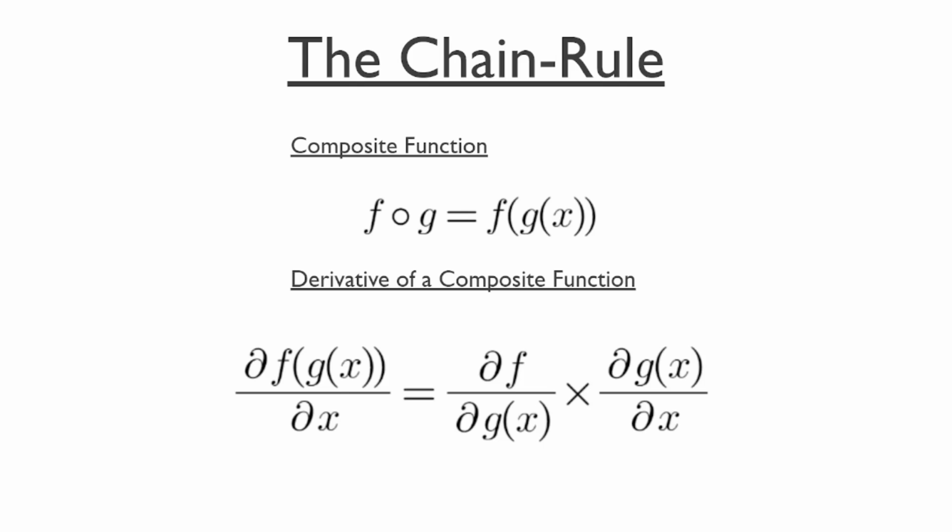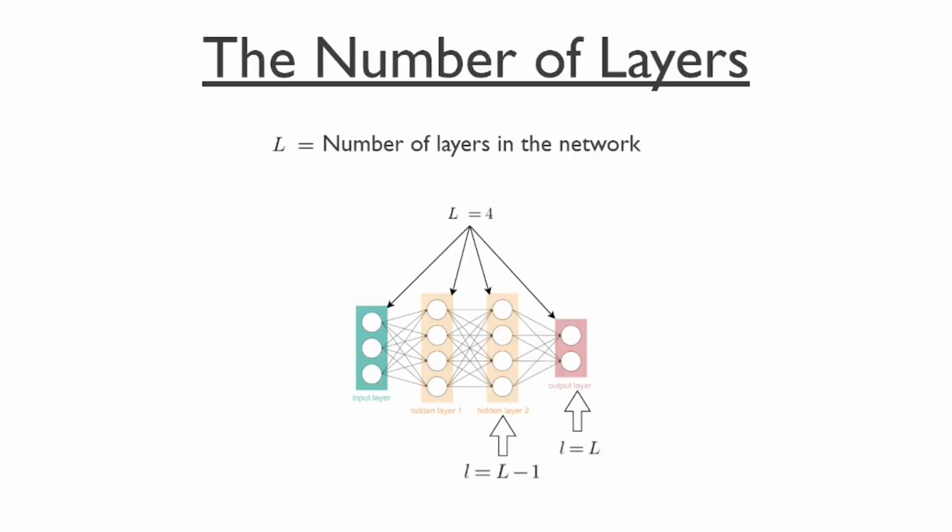Now that we understand how the chain rule works, we'll look at its application in computing the gradients of our neural network's loss function with respect to each weight in the network. But before we get to that, I'd like to go through the notation so that everything is clear and unambiguous throughout the video. We'll start with L, which describes the number of layers in our network.